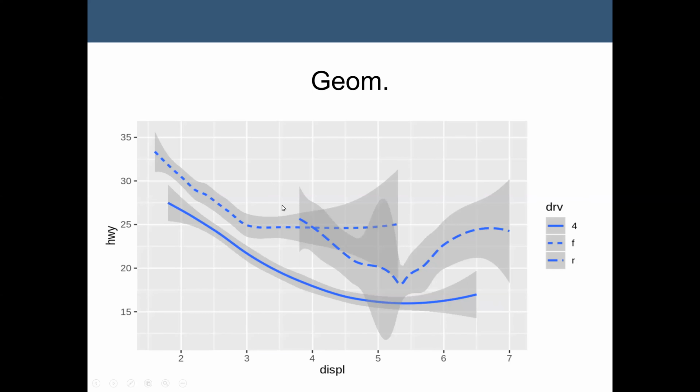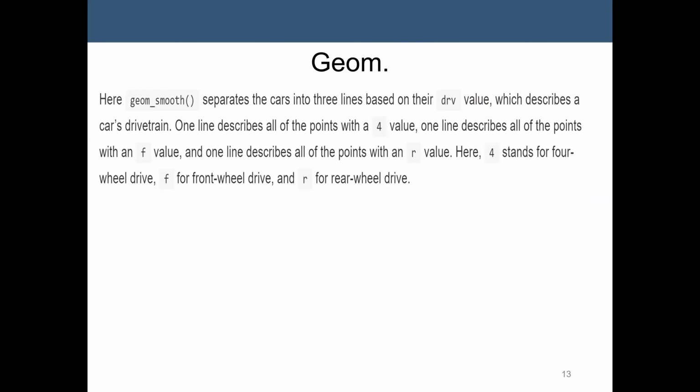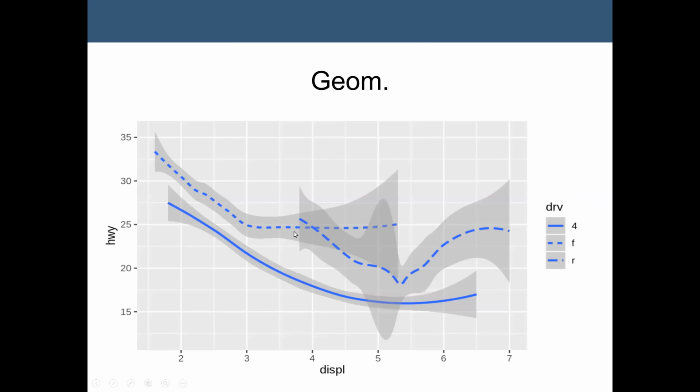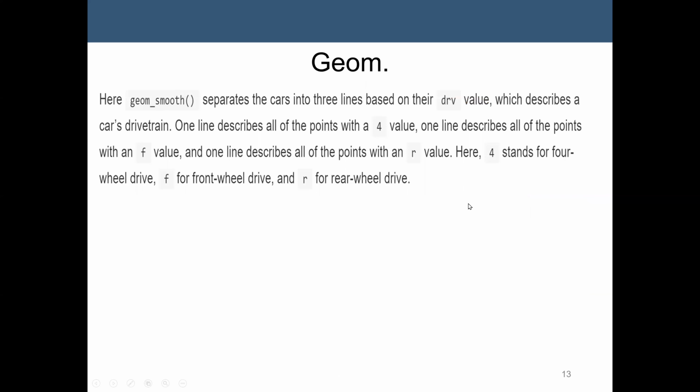And when we look at the argument, we have the line type to be the type of drive. Now, if the type of drive in the data set is 10, then we are going to get 10 different types. But the type of drive is 3: front wheel, rear wheel, and four-wheel drive. So here, geom_smooth separates the cars into 3 lines based on their drive value, whether it's 4, f, or r, which describes the car's drivetrain.